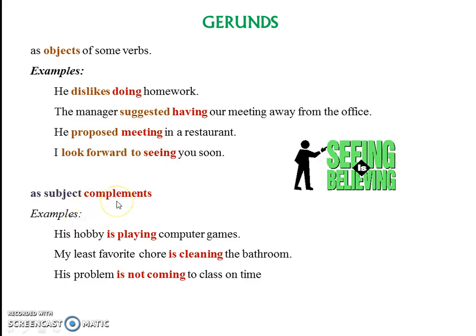Here we have gerunds used as complement of the subject. So here is the subject, his hobby, and this is the gerund: is playing computer games. My least favorite chore is cleaning. This is the subject, this is the complement of the subject. His problem is not coming. Here we have a negative gerund, but it is a complement of the subject.